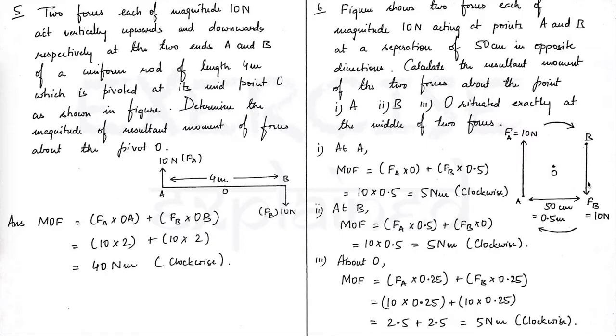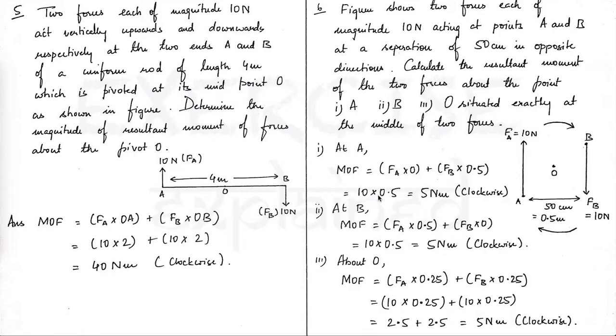Fb into perpendicular distance between A and B. So this is going to be 50 centimeters. So Fb into 0.5. Now how did this 0.5 come? 50 centimeter is nothing but 0.5 meter. 50 by 100, we divided by 100. So 50 by 100 gives us 0.5 meter. So Fa into 0 plus Fb into 0.5.